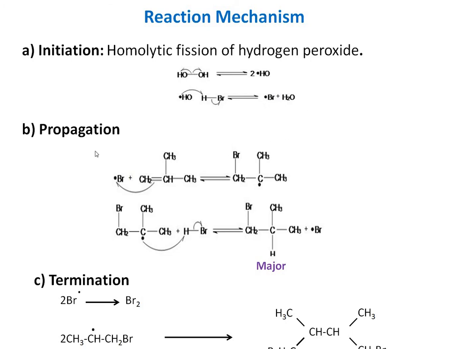In the propagation step, this bromo free radical will attack the isobutylene derivative, and this will form a 3-degree free radical, and this will attack HBr to form the alkyl bromide. And in the termination step, these two bromo free radicals will form bromine, and two isopropyl derivative radicals will attack each other and form this molecule.